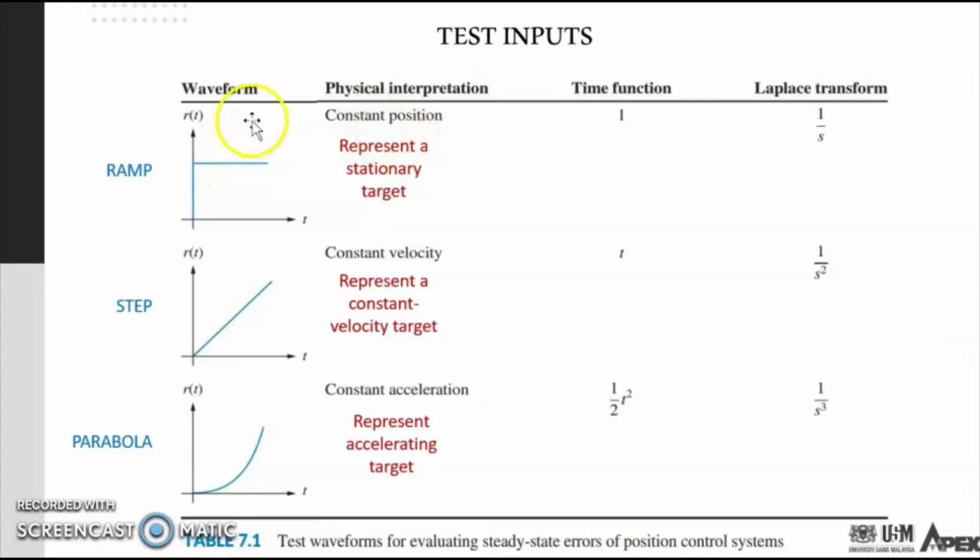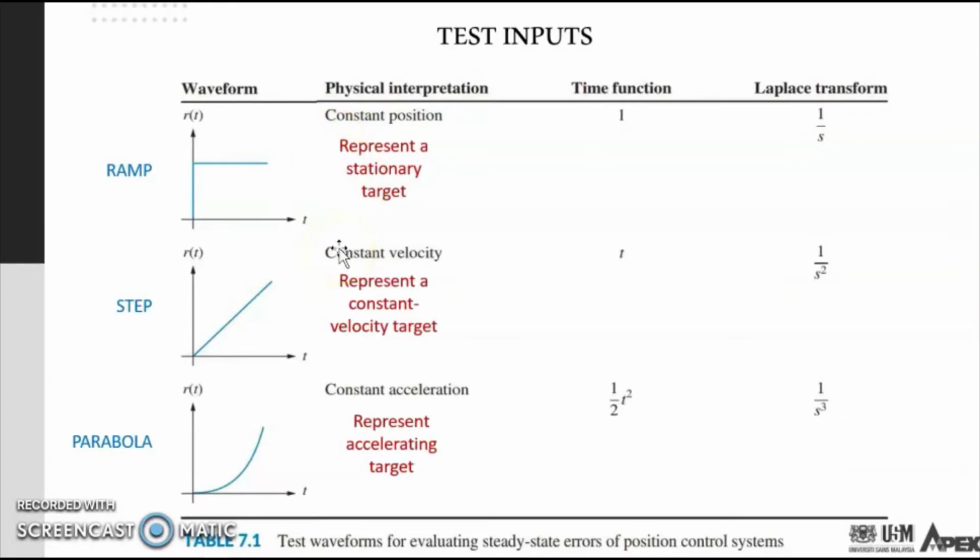The waveform can be either a step waveform, which is a constant at a certain amplitude, or a ramp input, where it rises proportional to time, or it can be a parabola input. The physical interpretation of these waveforms is that the step describes a constant position, just like the elevator response, where it reached a certain level, a certain position. So it represents a stationary target.